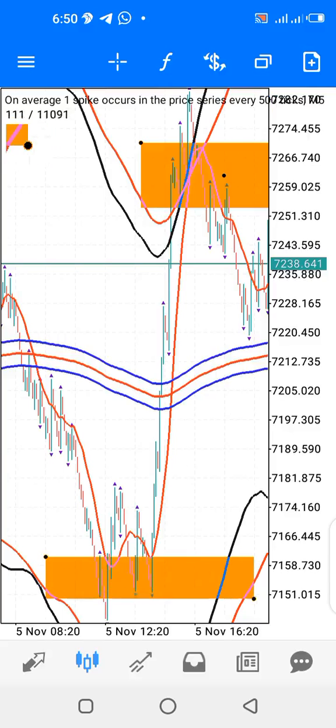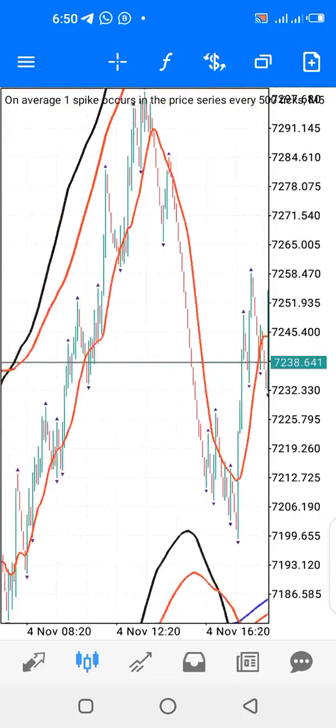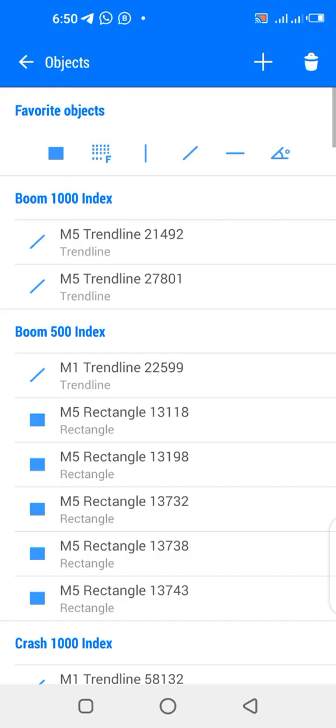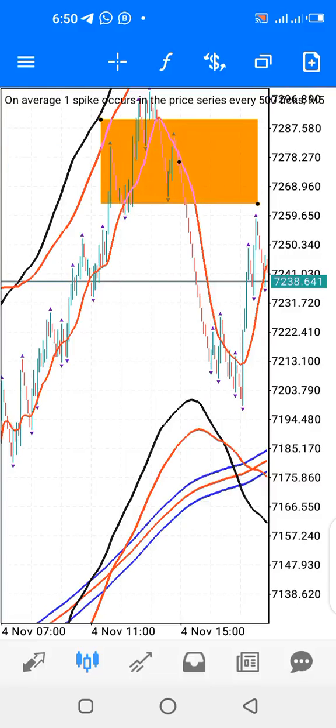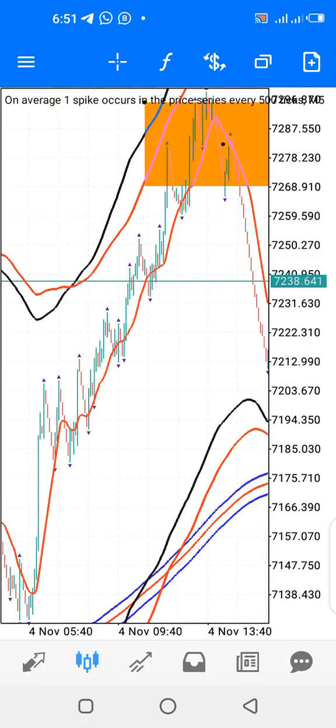We are still on the 5-minute chart. Resistance is formed around here. Now don't forget, these settings are just for the 5-minute time frame. This particular setting is for the 5-minute time frame. So if you want to change time frames, they may become distorted.